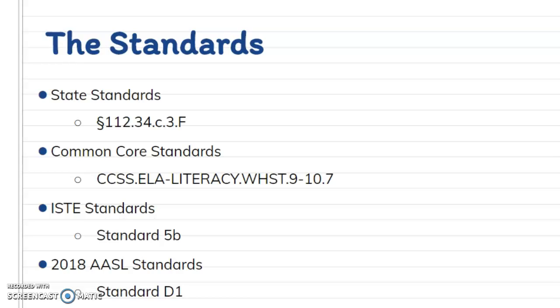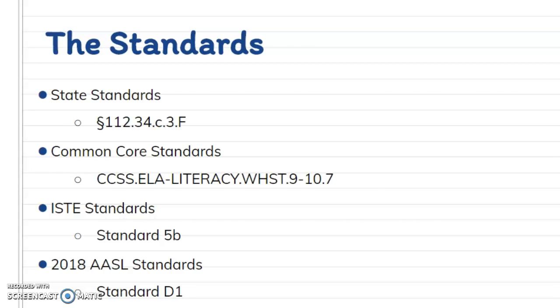The ISTE, or International Society for Technology and Education standard for students is standard 5B, which says students are able to identify and collect relevant data, use digital tools to analyze the data, and represent the data in various ways to solve a problem. And finally, the AASL, or the American Association of School Librarians, standard D1, which coincides with the ISTE standard and states that students can perform ongoing analysis and reflection of the quality, usefulness, and accuracy of information resources.